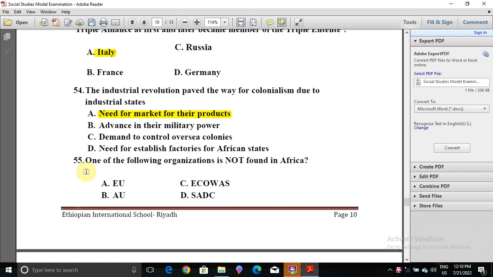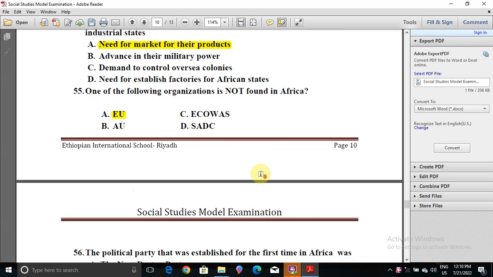Okay, now question number 55. One of the following organizations is not found in Africa. Here we have EU, AU, ECOWAS, and SADC. Of course, ECOWAS, SADC, and AU are there, but EU, no, it's not found in Africa. And also you can get this information in the textbook of grade 7, last unit.